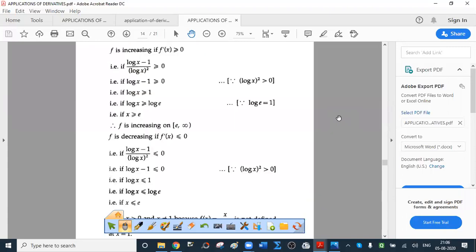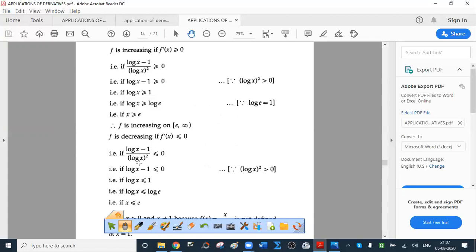Now, f is increasing if f dash of x is greater than or equal to 0. So log x minus 1 is greater than or equal to 0. So log x is greater than or equal to 1. Remember, if multiplied by a positive number, the inequality remains the same. Now I can replace 1 by log e. That gives me x greater than or equal to e. So the function is increasing on which interval? e to infinity.